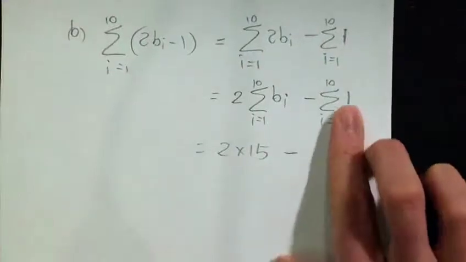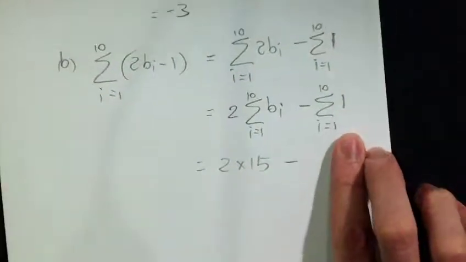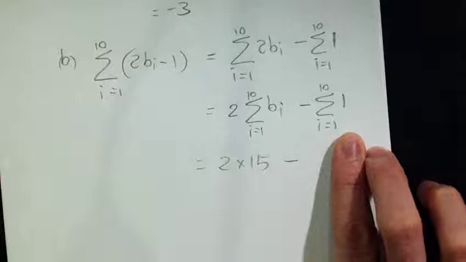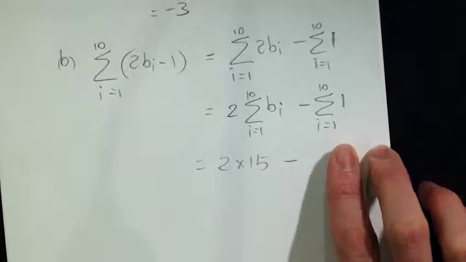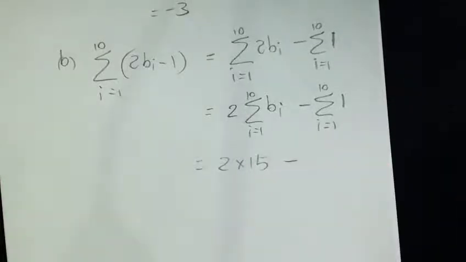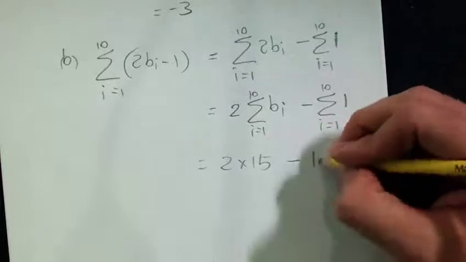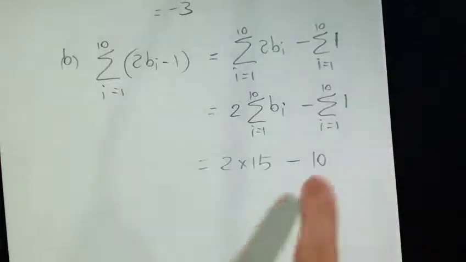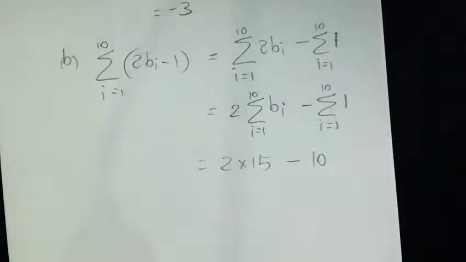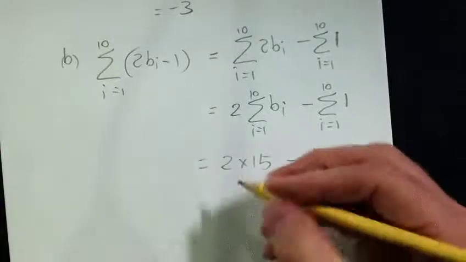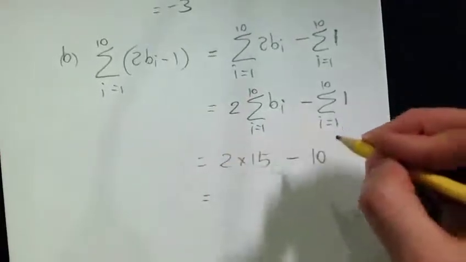And the sum from 1 to 10 of I is, well, if I equals 1, it's 1, and if I equals 2, it's 1, and if I equals 3, it's 1, and if I equals 4, it's 1, and so on up to 10, and so I'll have 10 of them. So this is 10. It's the sum of 10 ones. And so I get 30 minus 10, which is 20.